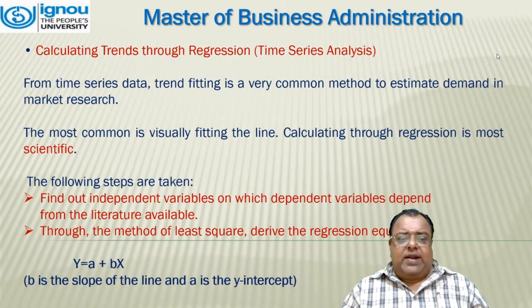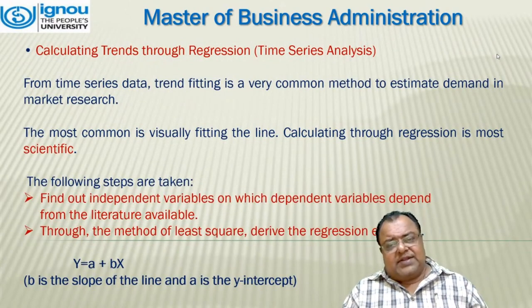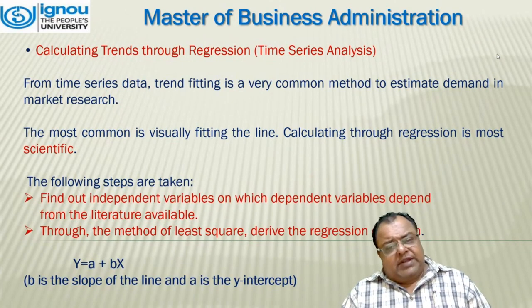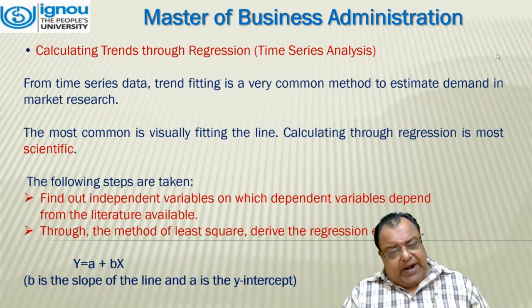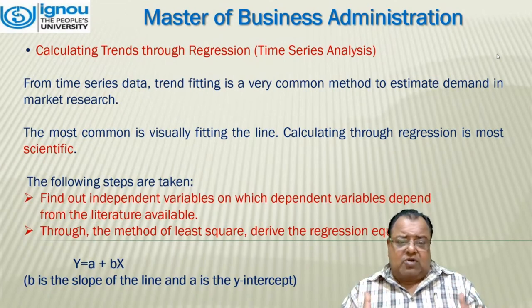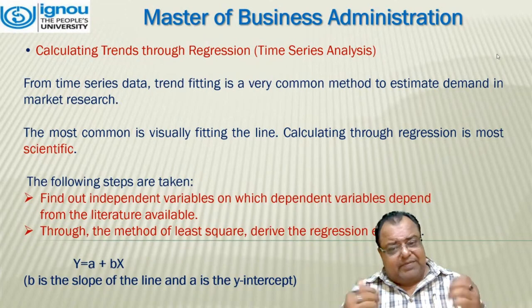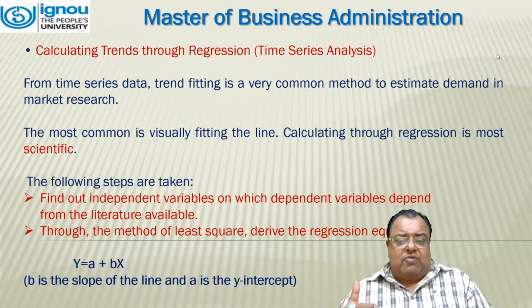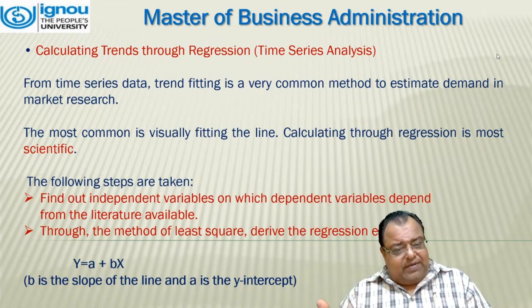Then comes calculating trends through regression, that is time series analysis. From time series data, trend fitting is a very common method to estimate demand in market research. The most common is visually fitting the line. Calculation through regression is most scientific. The following steps are taken.